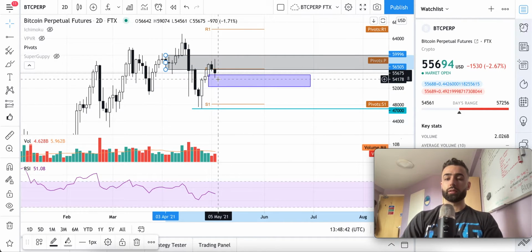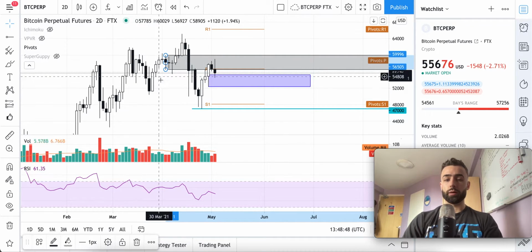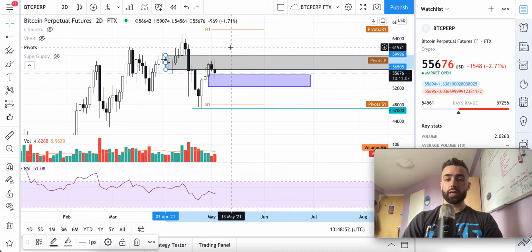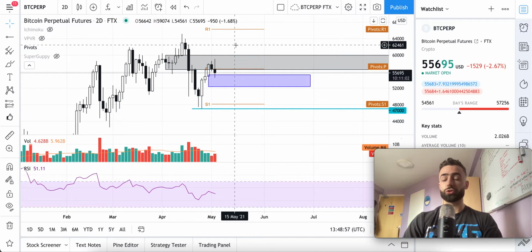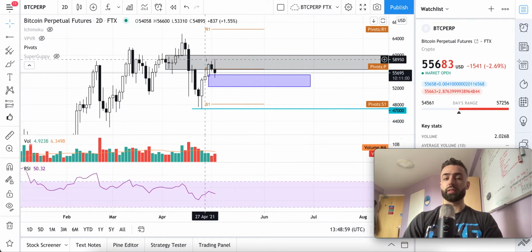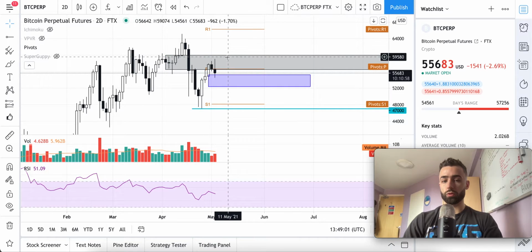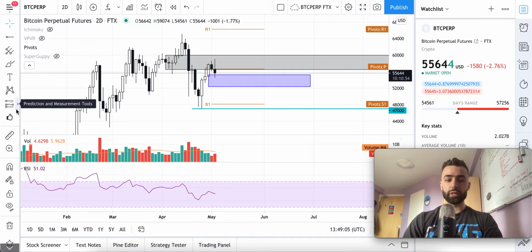Resistance again right here. And now we're most likely going to try and go back into this a third time and push through it eventually. If we end up going above this level and closing 2 subsequent 2-day candles above this, this is going to be a very strong support level that I will look to go long on top of if that ends up being the case.